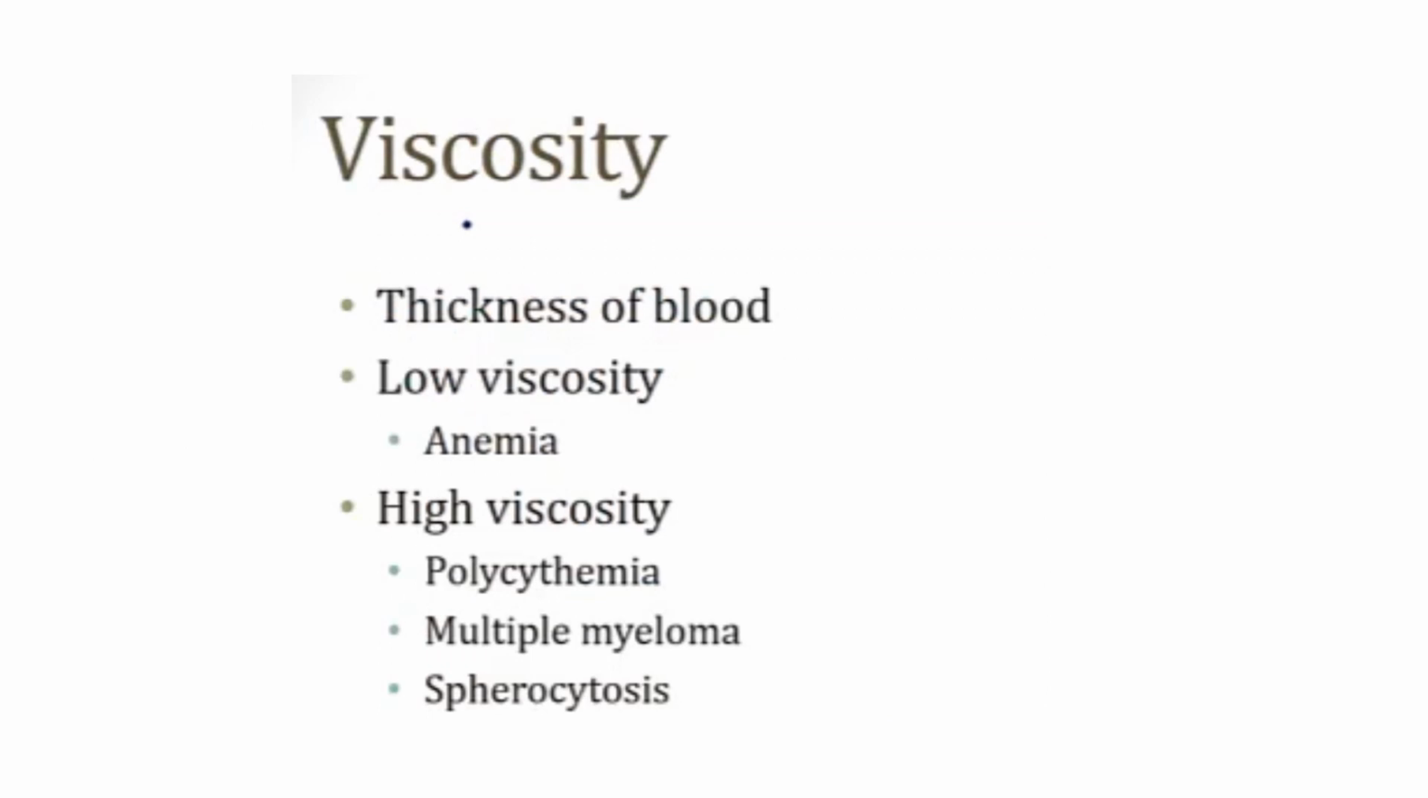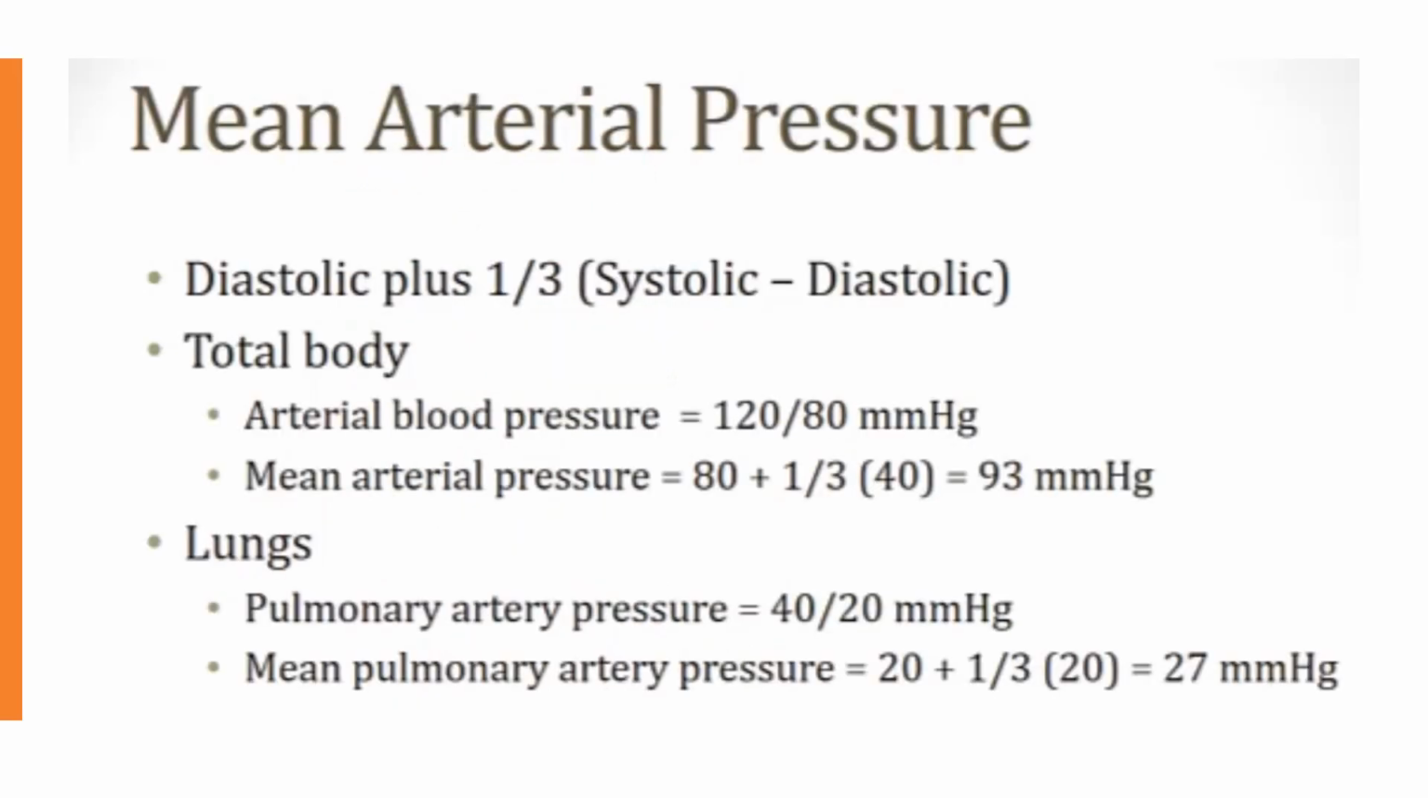As I have explained in my previous slide, viscosity is basically the thickness of blood. You can imagine it like water and honey. Which fluid will flow faster in a pipe? It will be water. Why? Because it is less viscous. Low viscosity is associated with anemia, and high viscosity is associated with polycythemia, multiple myeloma, and spherocytosis. Guys, this is very important, so pay attention to this.